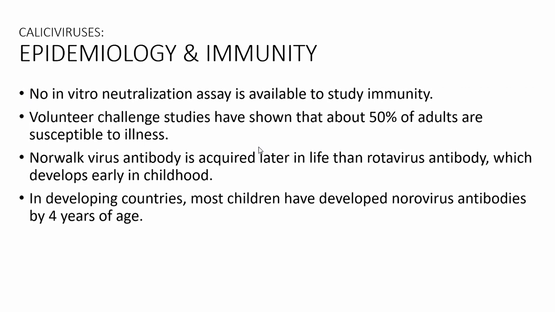No in vitro neutralization assay is available to study immunity, and voluntary challenge studies have shown that about 50% of adults are susceptible to this type of illness. Norwalk virus antibody is acquired later in life than rotavirus antibody, wherein the antibody for rotavirus develops early in childhood. In developing countries, most children have developed norovirus antibody by the age of 4 years old.